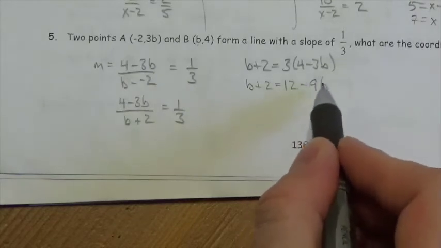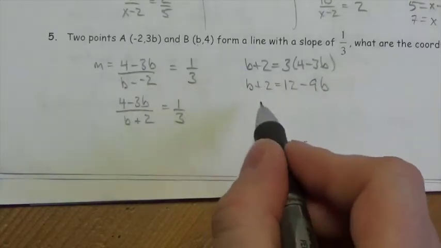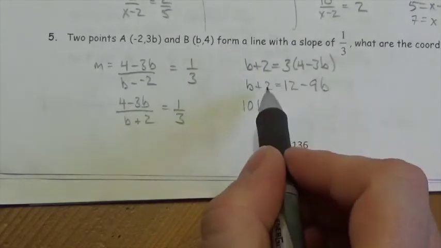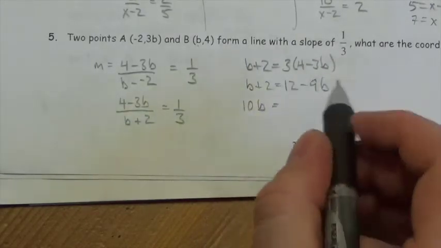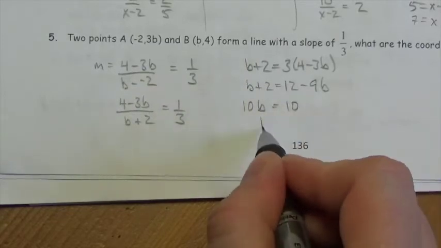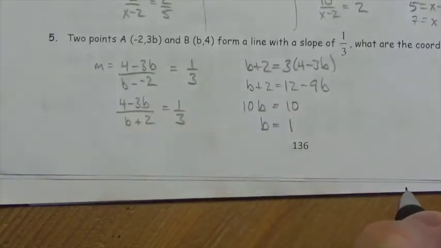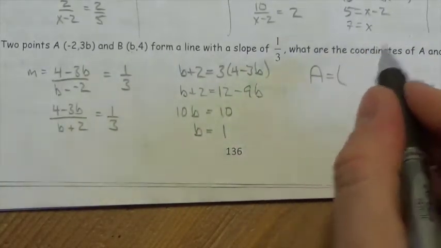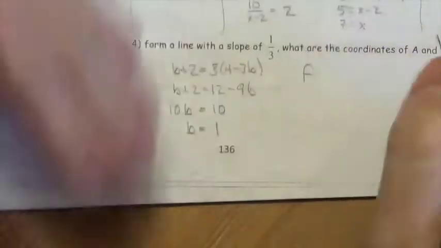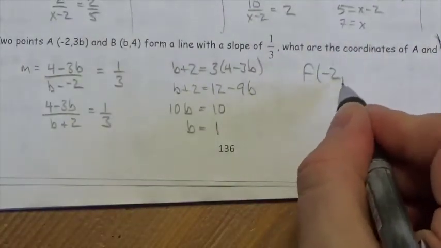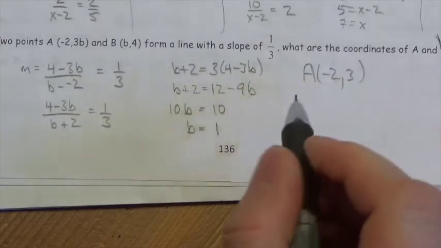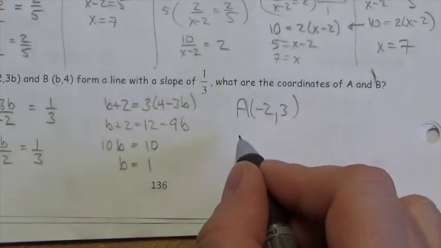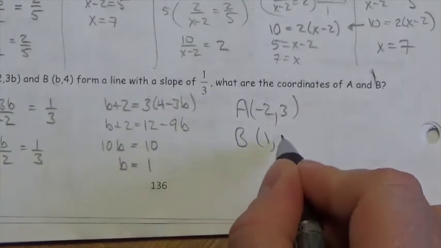Now what I'll do is I'm going to bring that 9b term over to the left-hand side. I'll add it to both sides. Now there is already a b here, so it's going to leave me with 10 b's there. And at the same time, I'll subtract that 2 to bring that over, and 12 minus 2 is going to be 10. And so I get right away, when I divide there, that b is equal to 1. Now, that tells me that a is going to be the point negative 2 comma 3. Remember it was 3 times b, and b is 1. B is going to be the point 1 comma 4.